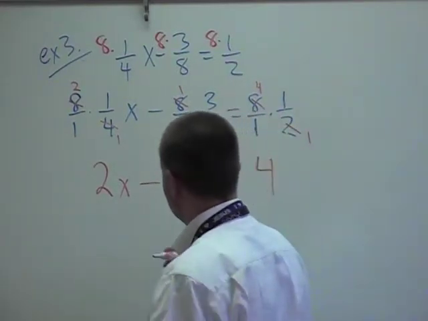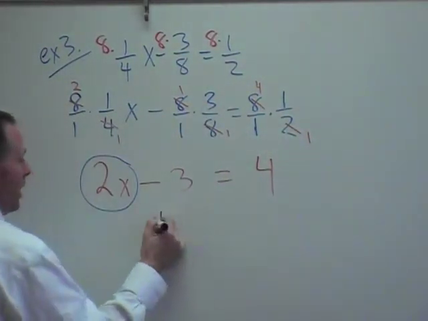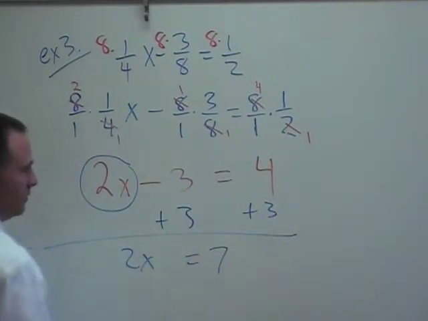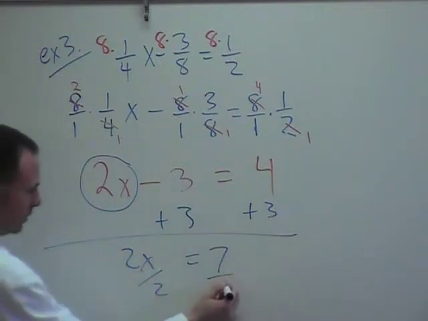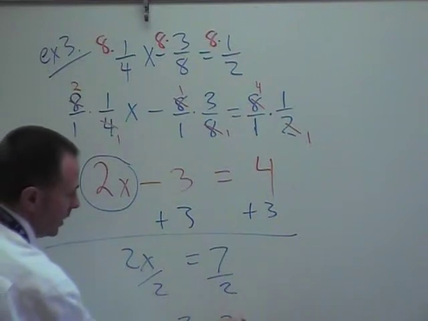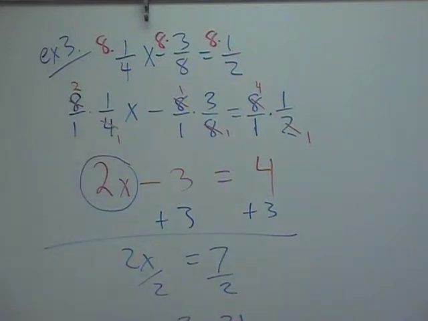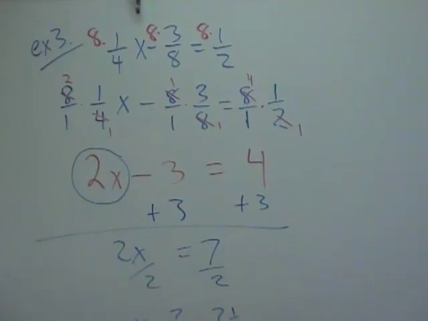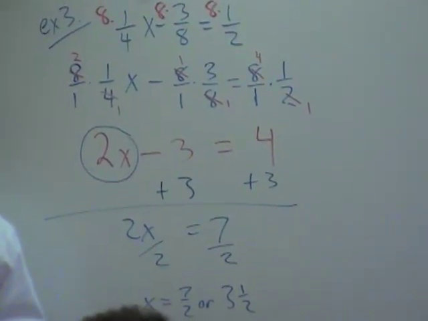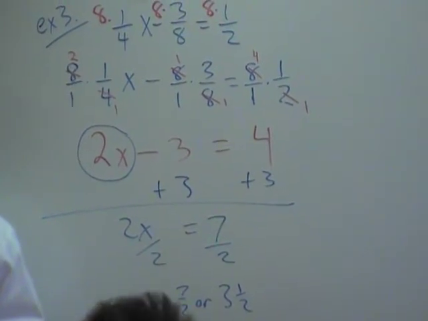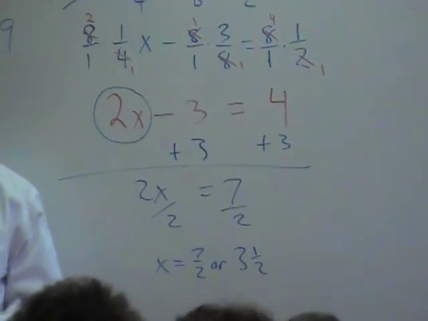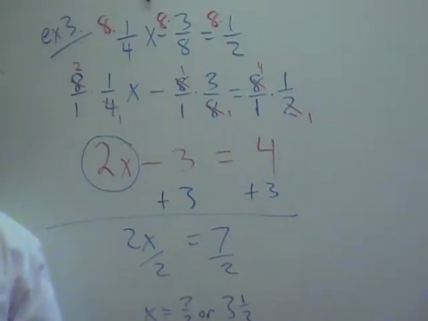Okay, so now that's the term I'm solving for. I add 3. I get 2x equals 7. Divide off the 2. X equals 7 halves, or 3 and 1 half. I think when you're done, you should change it to mixed numbers. Wait, you don't divide the 7 over 2. No, this is your answer. Okay, so 7 over 2 is 3 and 1 half.